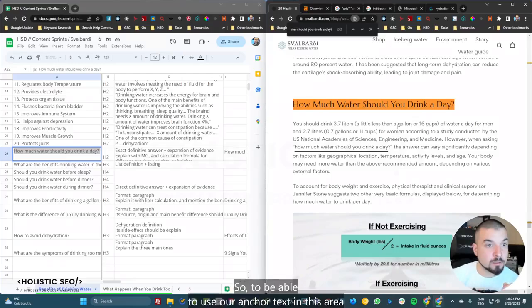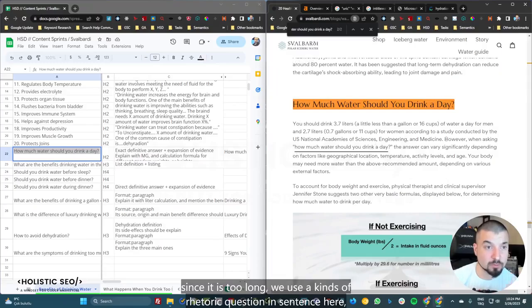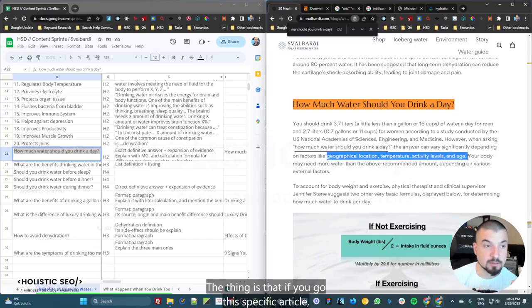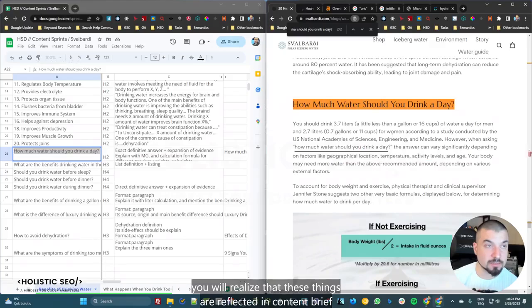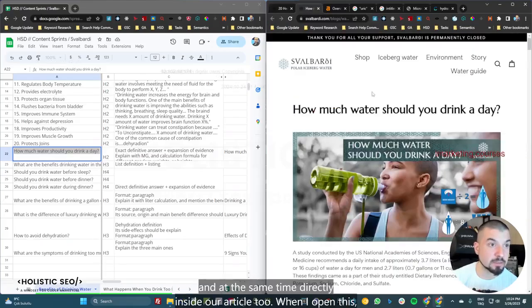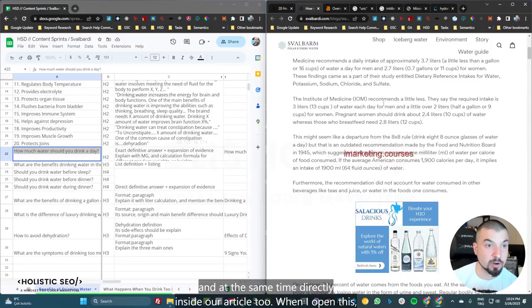Okay. So to be able to use our anchor text in this area, since it is too long, we use a kind of rhetorical question sentence here, but then we try to use certain types of factors to answer the question, like geographical location, temperature, activity levels, age. The thing is that if you go to this specific article, you will realize that these things are reflected in the content brief and at the same time directly inside our article too.